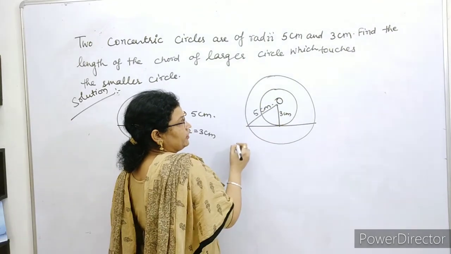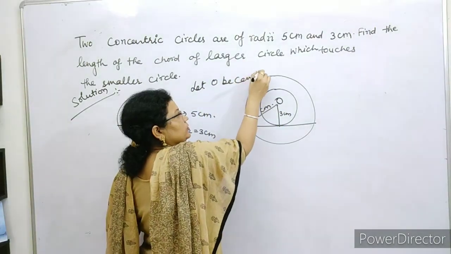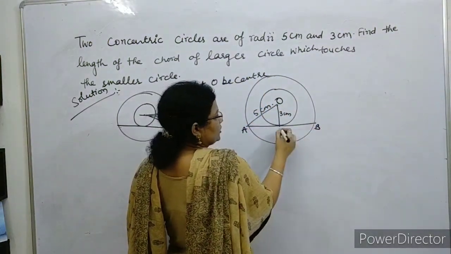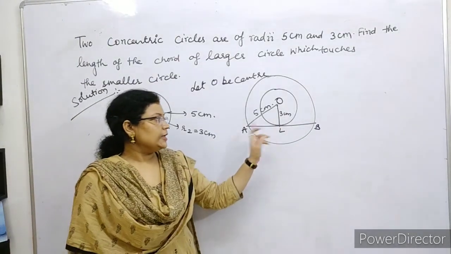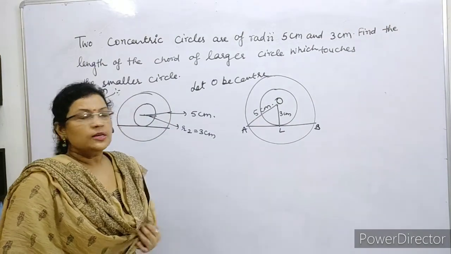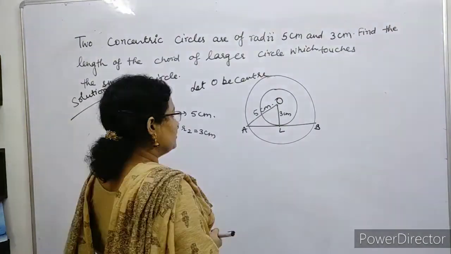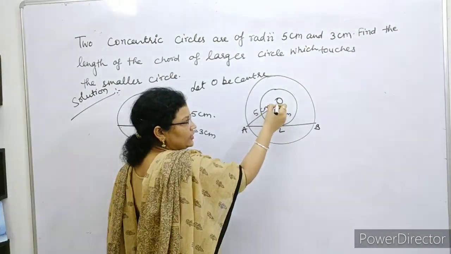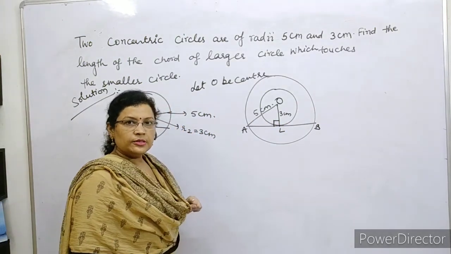Let O be the center of both the circles, and AB be the chord which touches it at point L. So students, if we see this chord touches the smaller circle at one point, it means that AB is a tangent to the smaller circle. So now we can check here that this is a tangent and this one is the radius, so that at the point of contact the angle will be 90 degrees.